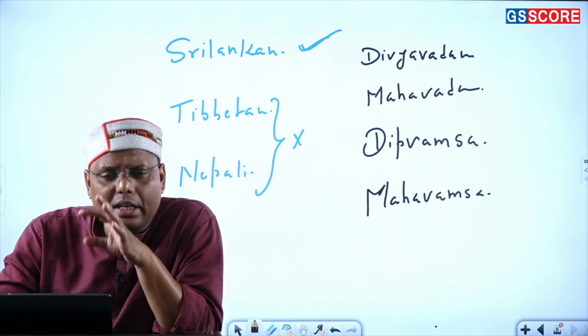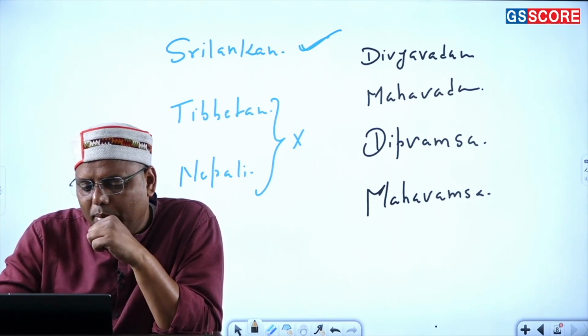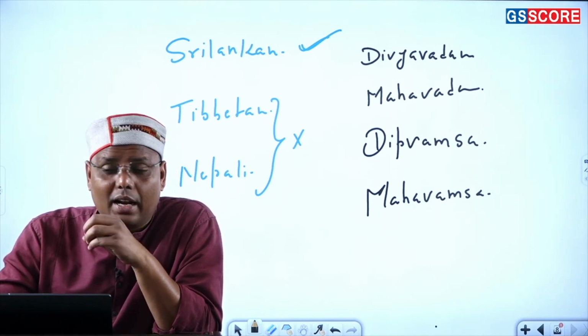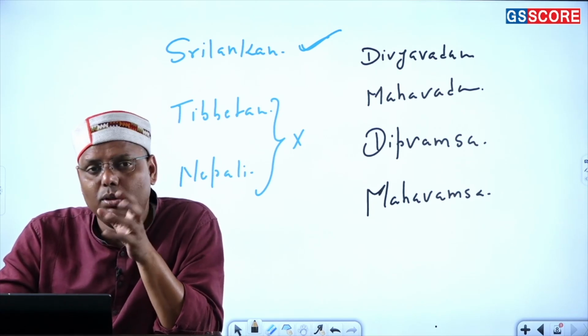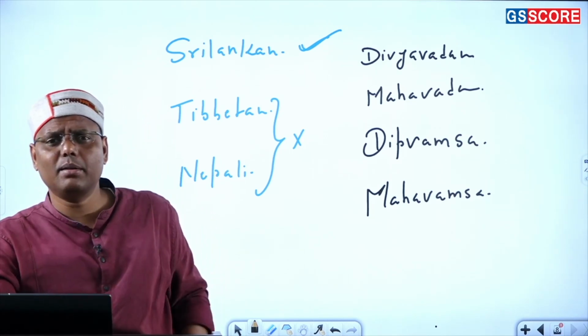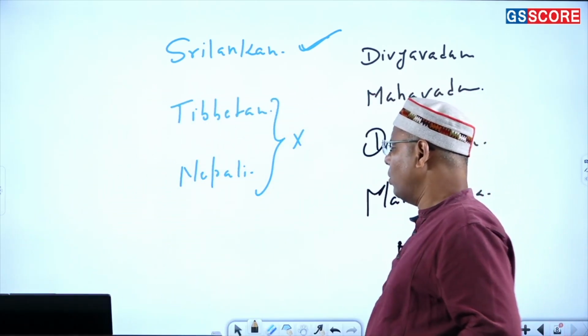So many concepts were based on these writings, but you should always keep in mind one thing: ultimately they are full of biases, because as I told you, their writings were completely revolving around Buddhism, and they were not focusing on any other dimension. That remains the greatest limitation of these writings. That is all about these foreign accounts.